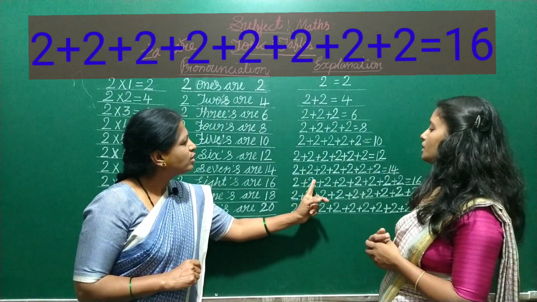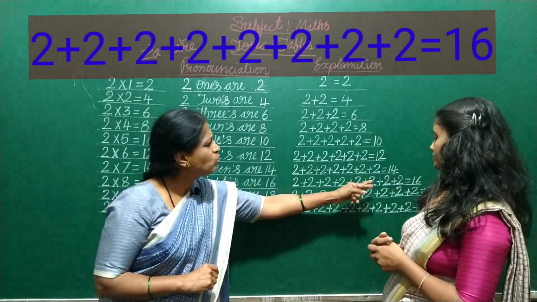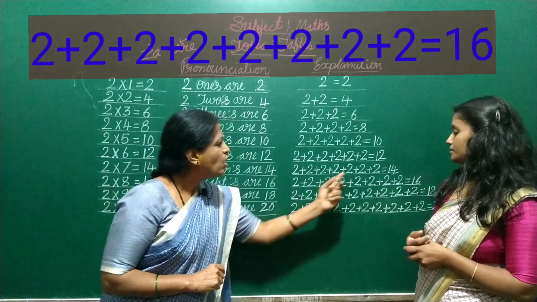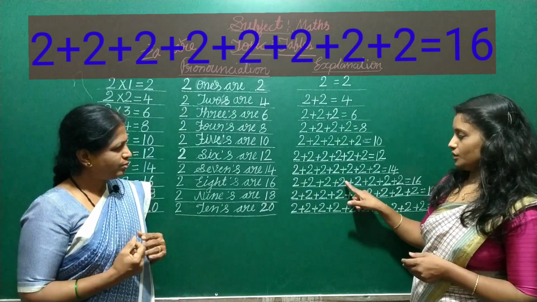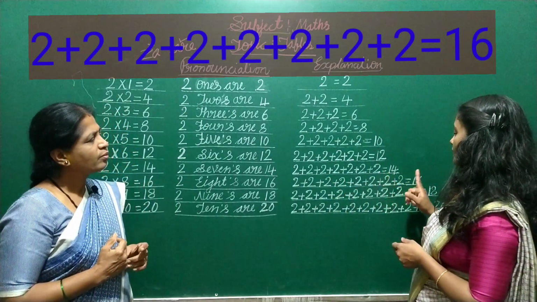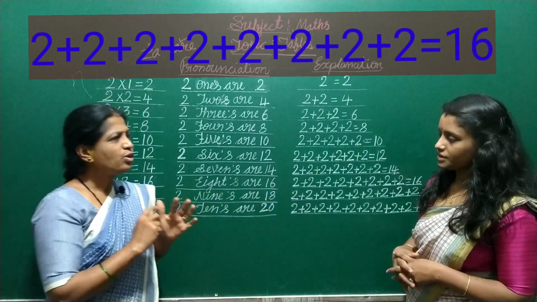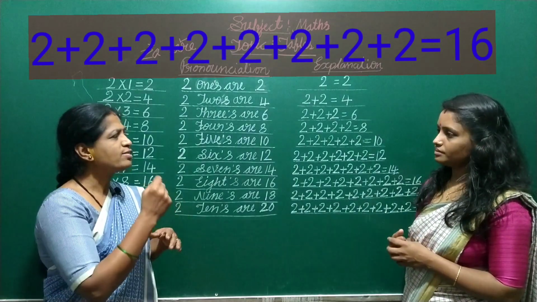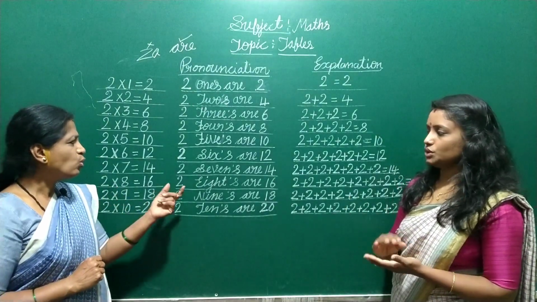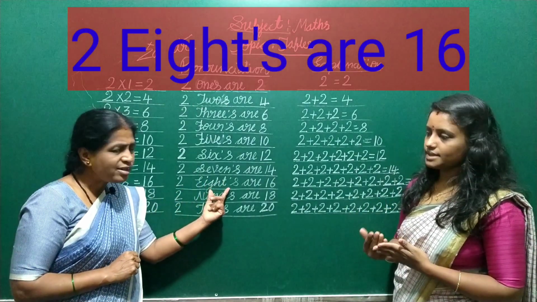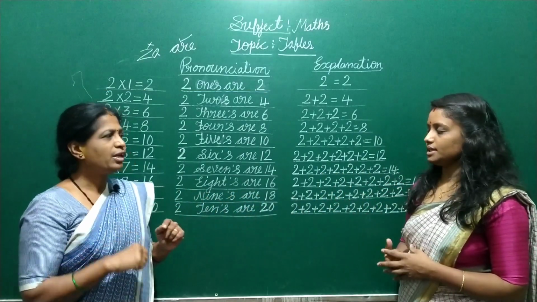2 plus 2 plus 2 plus 2 plus 2 plus 2 plus 2. How many 2's are there? Can you count? 1, 2, 3, 4, 5, 6, 7, 8. 8 times 2 are there, isn't it, ma'am? When you add 8 times 2, you will get 16. How to pronounce? 2 8's are 16.